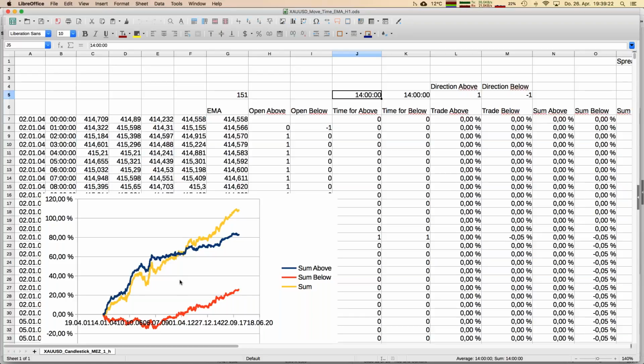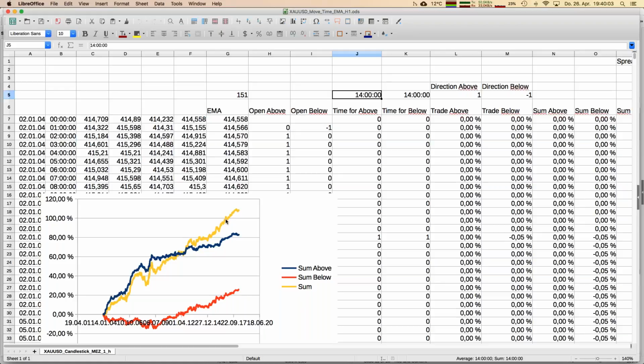because for each day we have one of those 2 situations. At 2 o'clock, we might be above EMA. Then we go for a long trade, and therefore we have that direction above of +1, because we go for a long trade. And if we are below EMA, we go for a short trade. And you see the individual equity for all above and the individual equity for all below. That's the red one, and the blue one. And of course, we can sum both up, and then we get the yellow one.